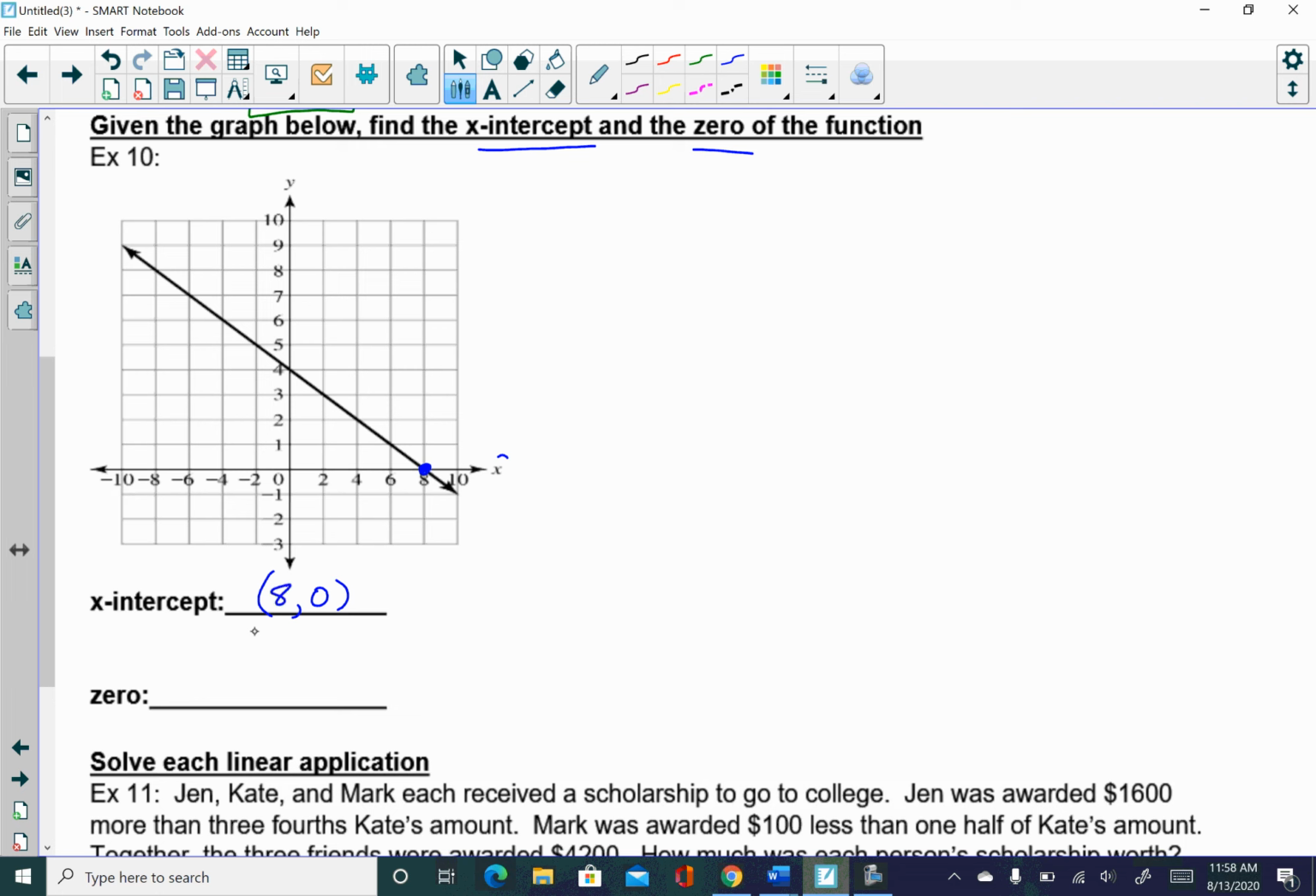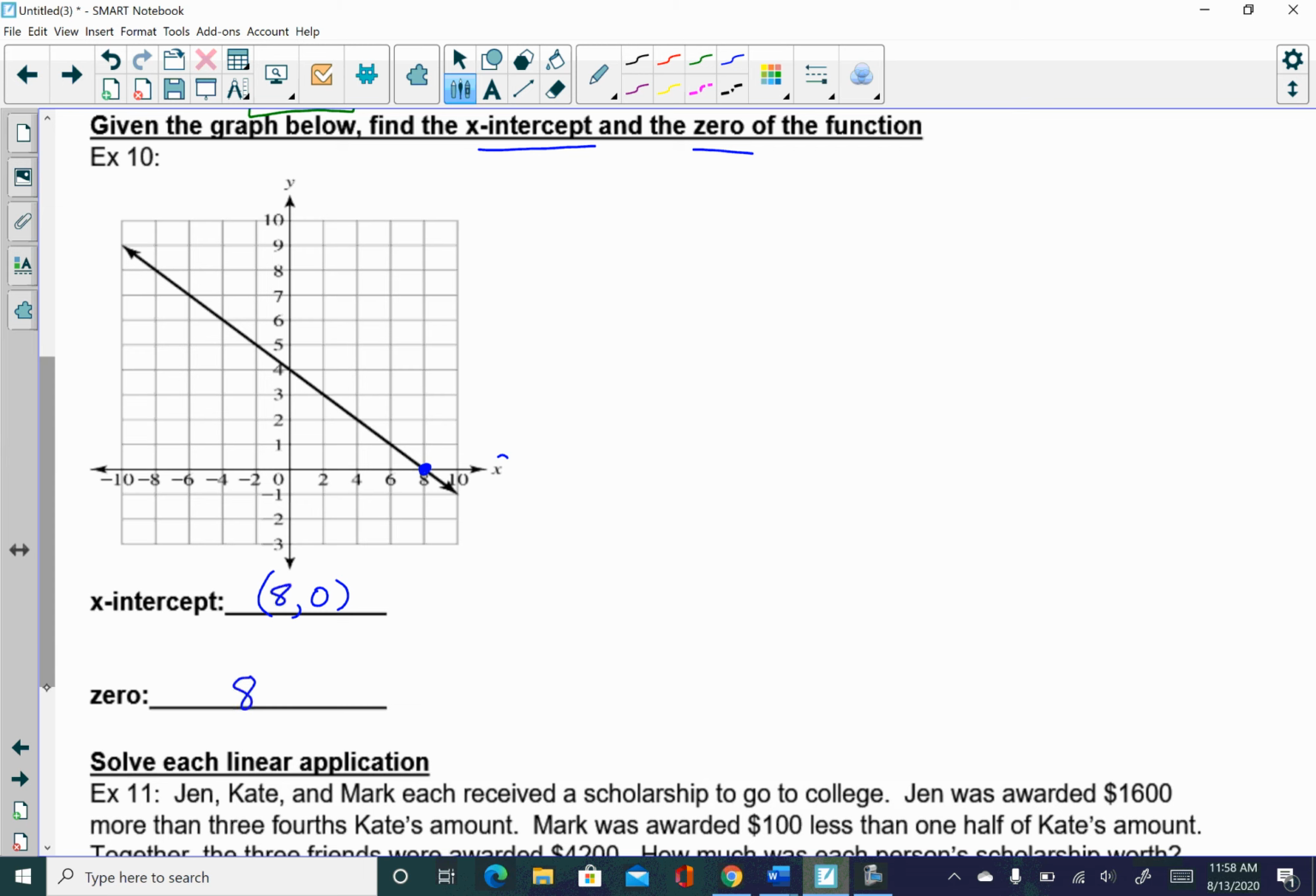It's asking now for the 0. So for the 0 part, you would just write 8. Okay, that's essentially the only difference. The 0 is where the function equals 0, and so this is where that function equals 0. And the x-intercept is where you cross the x-axis. So the only difference is how they are noted. An x-intercept is a point, a 0 is just a number.